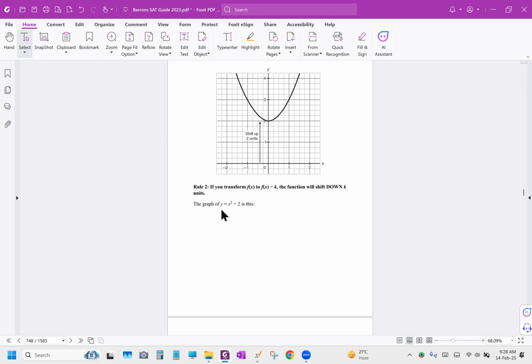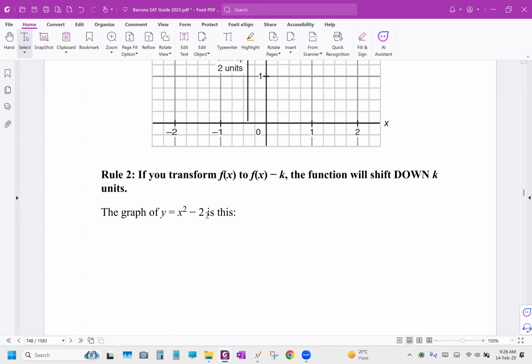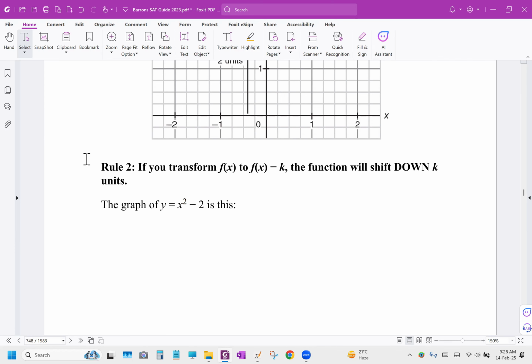Okay, so now come to rule 2, which is telling us if you transform f of x to f of x minus k, the function will shift down k units. If you transform f of x to f of x minus k, the function will shift down k units.